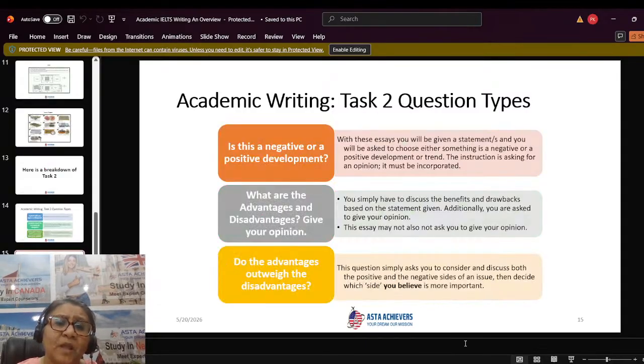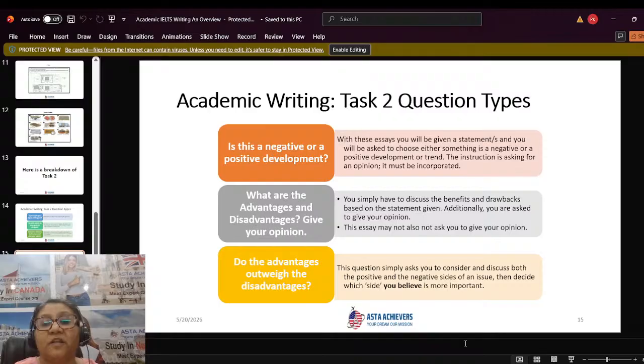Moving ahead, another essay type that you can get in your IELTS exam is a positive or a negative development. With these kind of essays, you will be given a statement and you will be asked to choose whether something is a negative or a positive development or a trend. So again, the instruction is clearly asking for an opinion which must be incorporated in your essay.